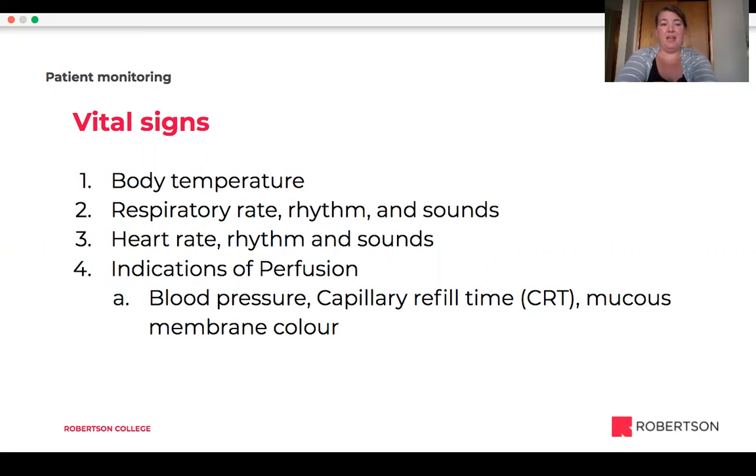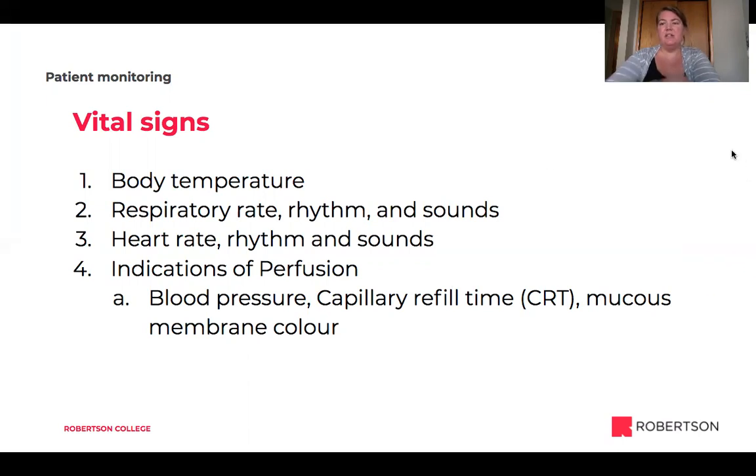And I personally feel like everyone in the hospital should be able to do this, so that we are checking in on the patients regularly and can see if anything does start to turn for the worse as soon as possible. The first thing that we are going to monitor is their vital signs. Vital signs are exactly what you might think they are based on the name. They are vital. They are of absolute importance to life. So things like body temperature, the respiratory rate, the heart rate, and indications of perfusion. We're going to get into more details of these four vital signs as we go through. There are other items we're going to monitor as well, but we're going to start by discussing the vital signs.